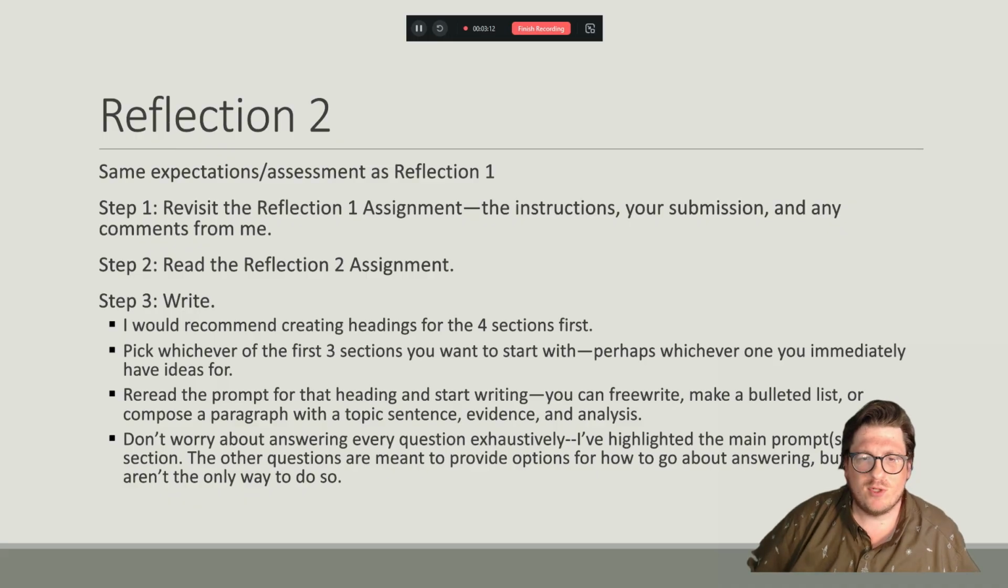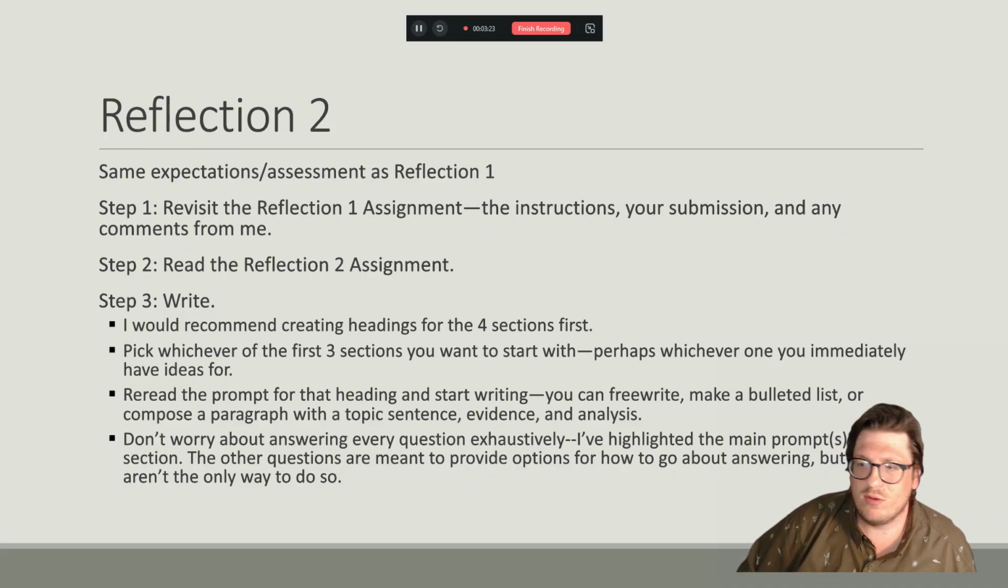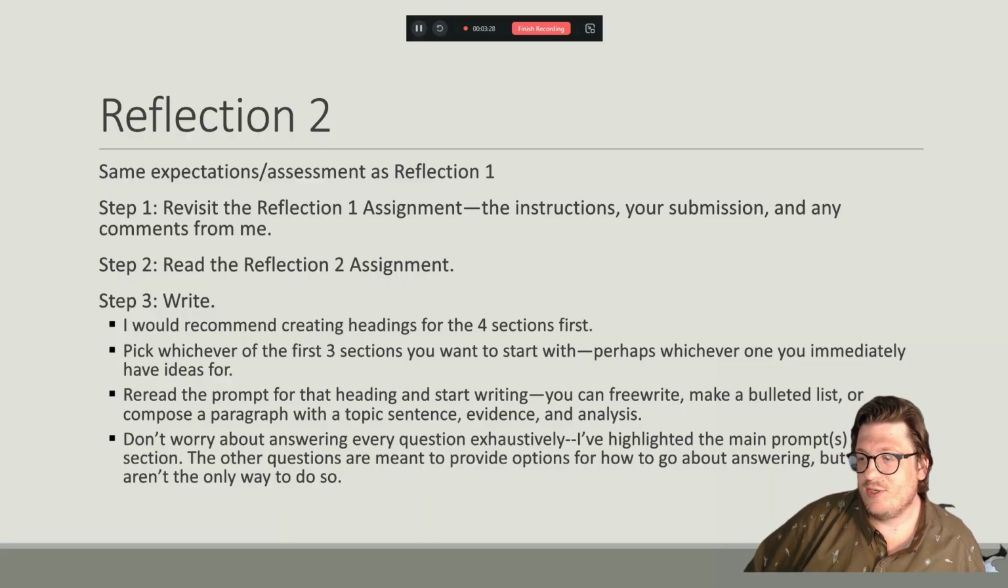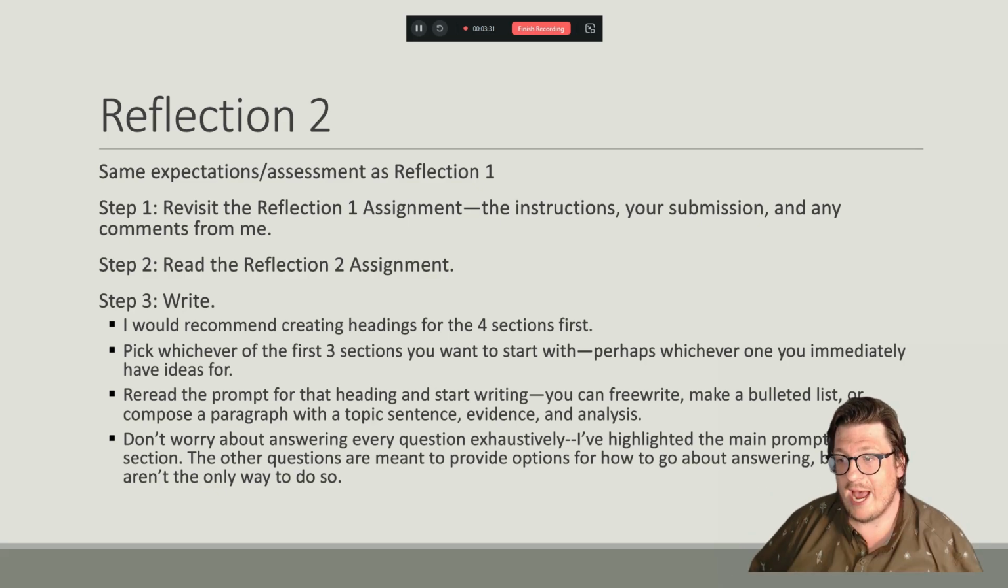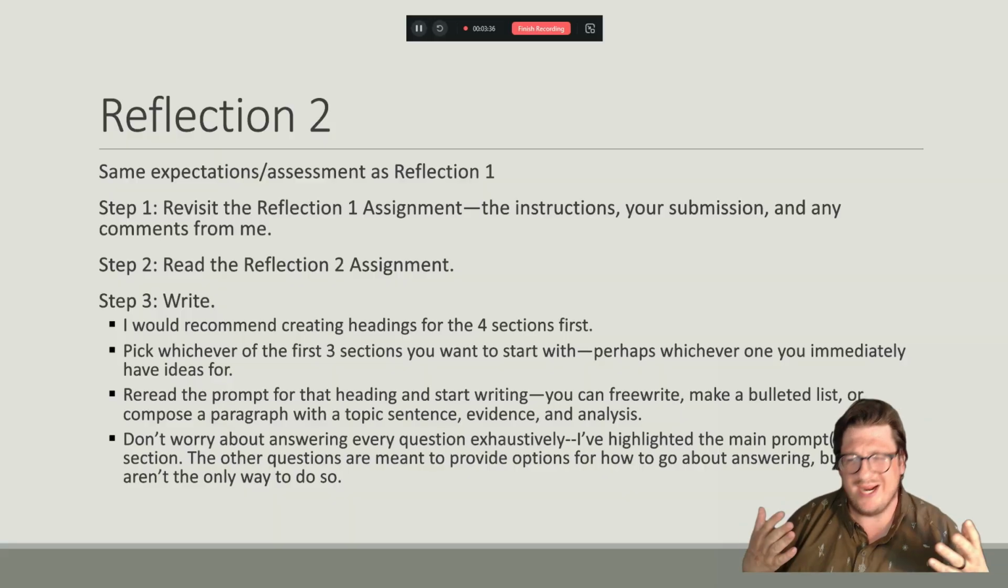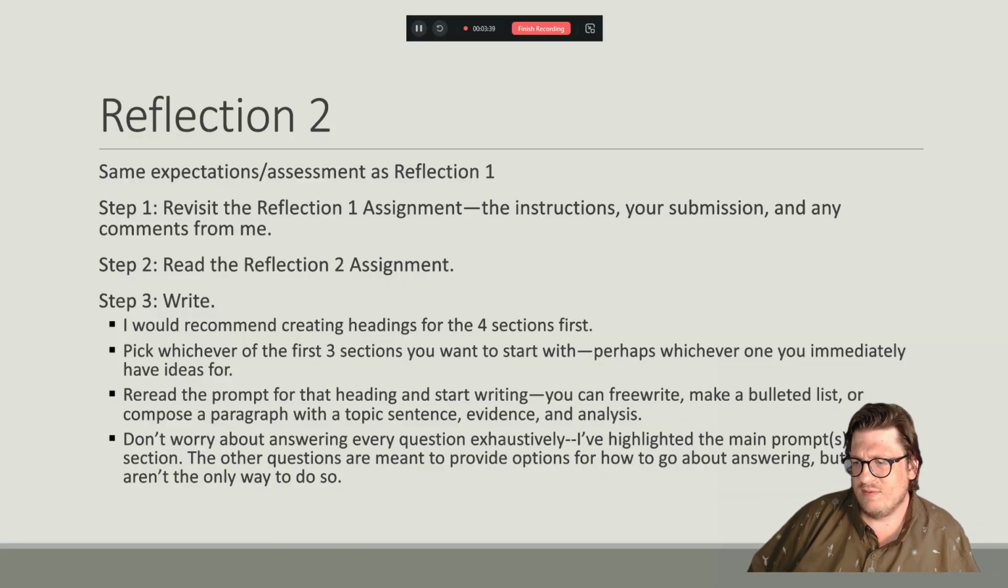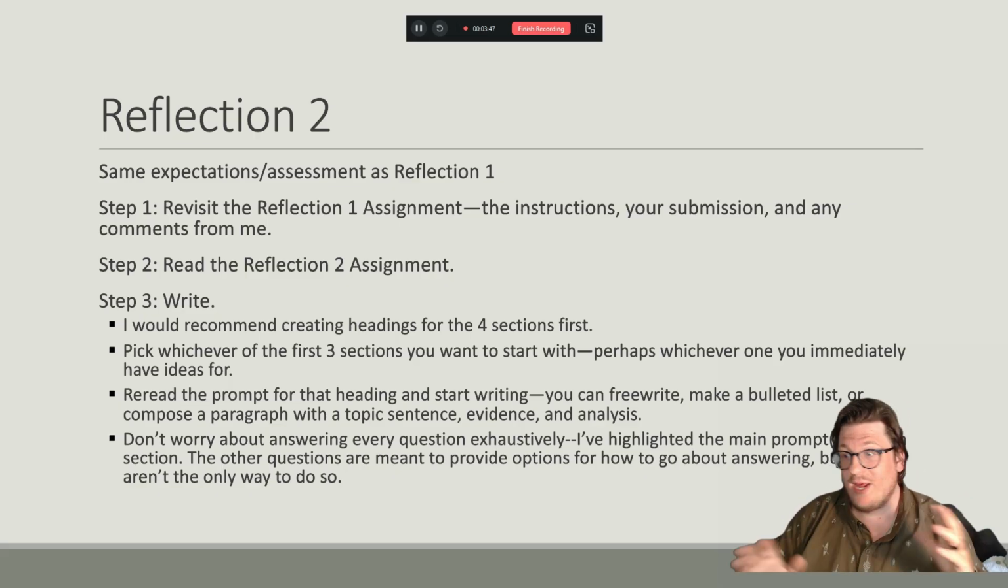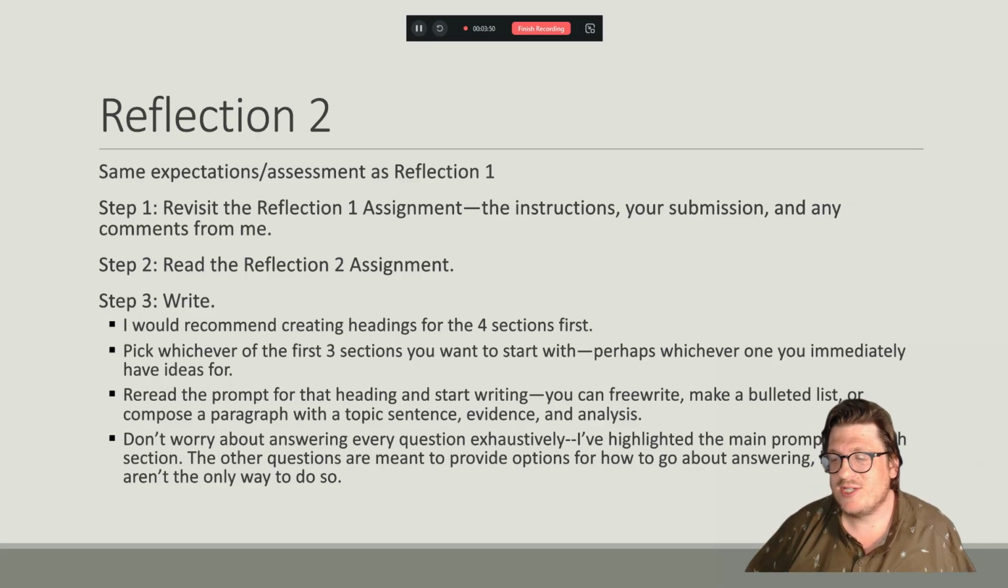Then you want to pick whichever of the first 3 sections you want to start with. The last section you'll probably want to do at the end, because it's asking again for an overall reflection of what you think about writing, what is your theory about writing yourself now that you've done a little bit. So save that one for last, in my opinion, but pick whichever one of the first 3 is easiest to write about, that you have some ideas for, and that's the best place to start. You don't have to write these in order. That's why I just say put them in four headings and write underneath them. You can do them in any order that makes sense to you.